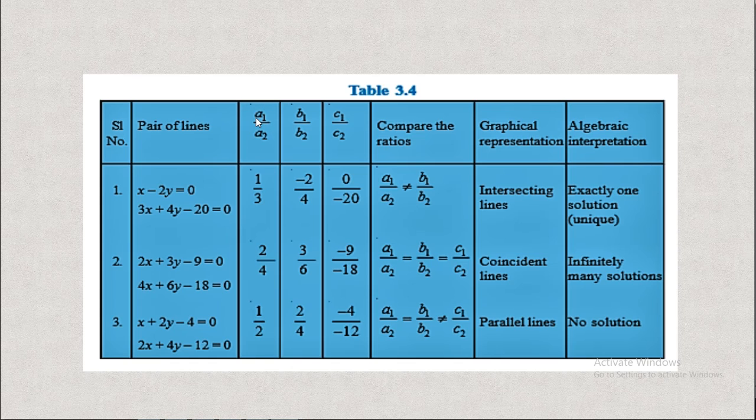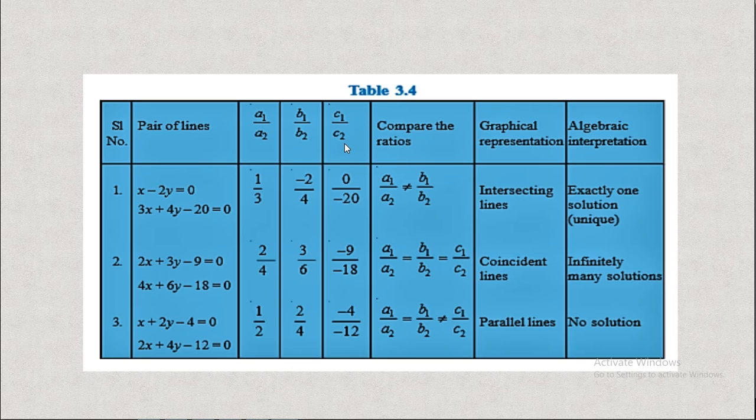a1 is the coefficient of x in the first linear equation, which is 1, and a2 is the coefficient of x in the second linear equation, which is 3. So a1 by a2 is 1 by 3. Okay, so we get the first ratio as 1 by 3. Let's see b1 by b2. b1 is the coefficient of y in the first linear equation, that is -2, and b2 is the coefficient of y in the second linear equation, that is 4. So we get the ratio as -2 by 4.